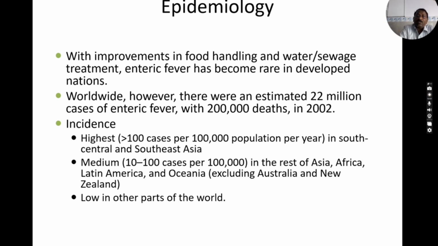There were an estimated 22 million cases of enteric fever. Remember those numbers: a very high number of people all over the world are suffering with enteric fever. In the Western population, it is about 0.2 cases per 1 lakh population, whereas in India it is 800 to 1000 cases per 1 lakh population. So, 0.2 versus 800 to 1000 cases. That is the difference between the West and the Indian population as far as the incidence of enteric fever is concerned.